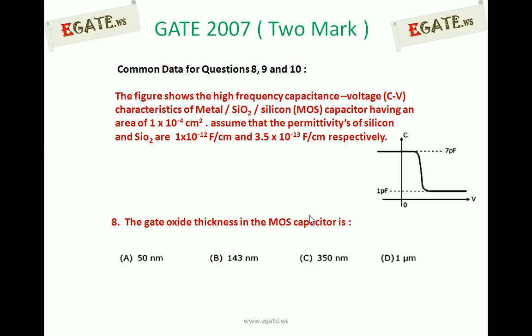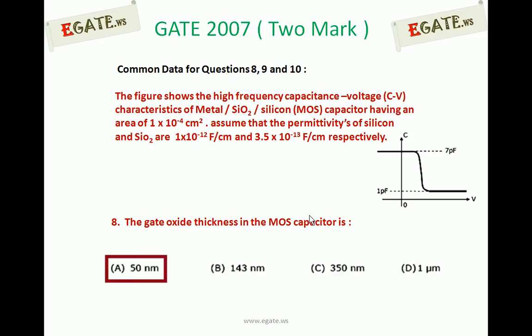First sub-question: the gate oxide thickness in the MOS capacitor is A) 50 nanometer, B) 143 nanometer, C) 350 nanometer, D) 1 micrometer. The correct answer for this question is 50 nanometer.